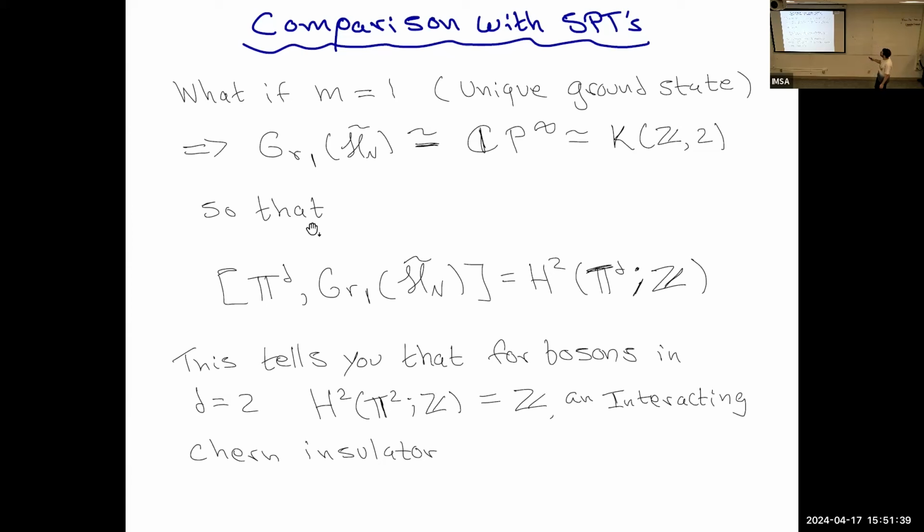Okay, so now let's compare two SPTs, right? Suppose that my ground state degeneracy is equal to 1. Then it turns out that the Grassmannian is equal to what is known as infinite dimensional complex projective space. And this space maps into this, classifying the second cohomology of your Brillouin zone. So this tells us, for example, something that is also known. I think people at MIT had constructed a system for interacting bosons that's like a Chern insulator. Okay, and this agrees with that.